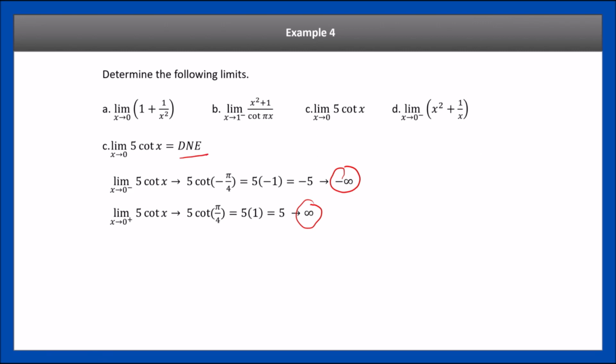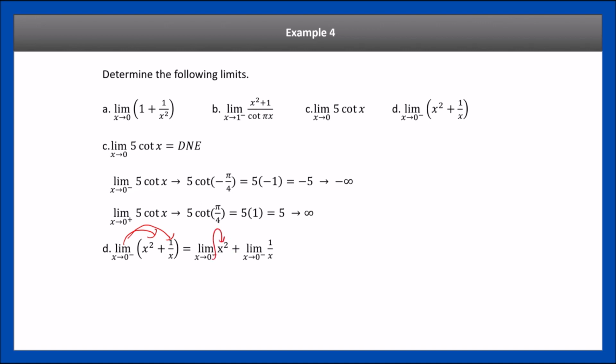All right, so let's look at the last one, part D. We're going to split into two different limits, essentially splitting this up, almost like a distributive property. And then we know that this is a polynomial, so we can just do a direct substitution.